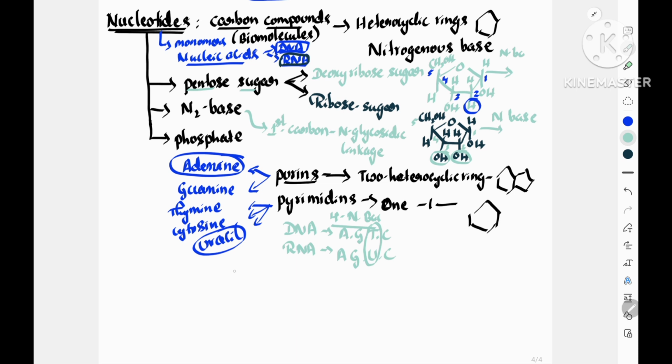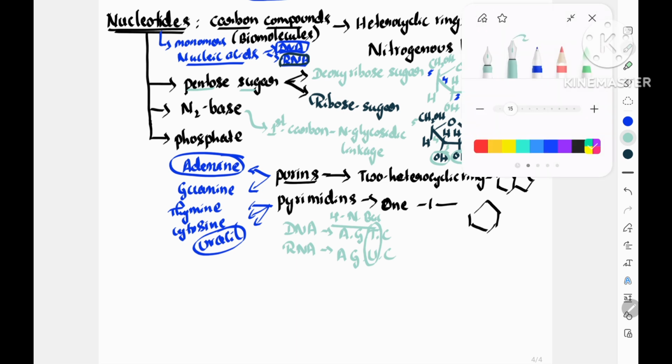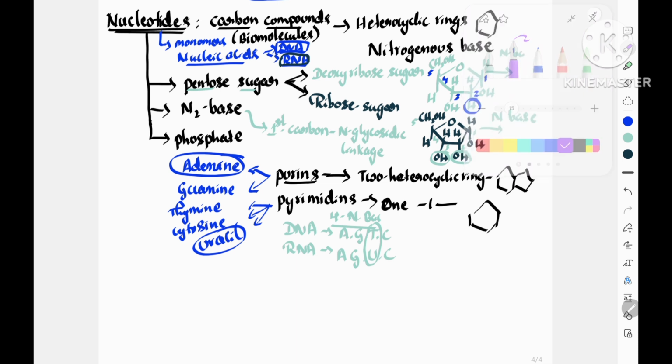And the structure of adenine is like this. Let me write the structure in a different color. Here is the structure of purine. Purines contain 2 heterocyclic rings, as I mentioned earlier. Here is nitrogen containing NH2. Here N double bond. And here N, NH. And here is a double bond and one more N here. So this structure you have to remember.